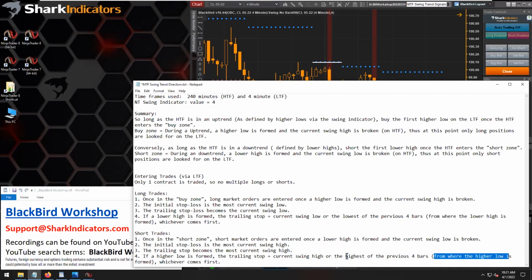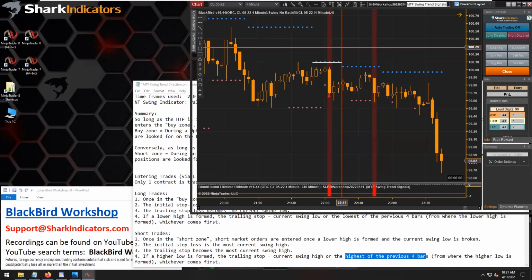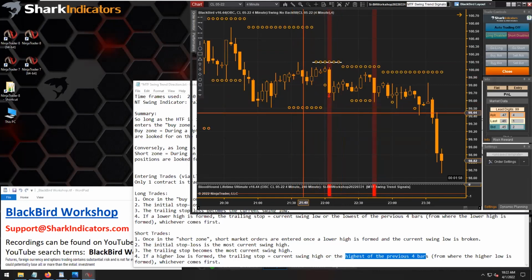So something like this would be something that, if you're a programmer, you would probably just build right into the swing indicator. Take the Ninja swing indicator, add to it, and build this secondary stop loss price into it.